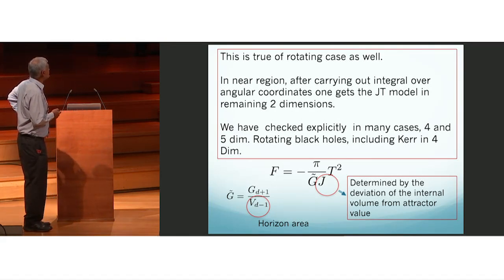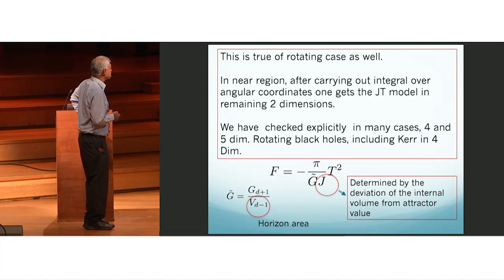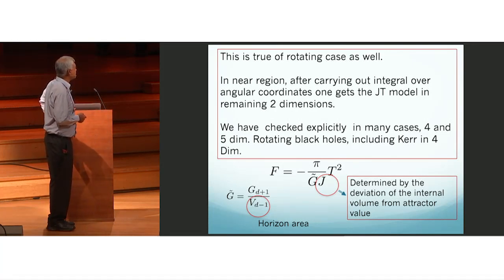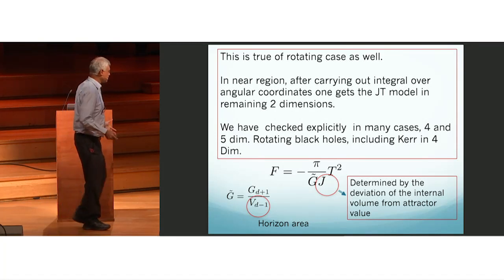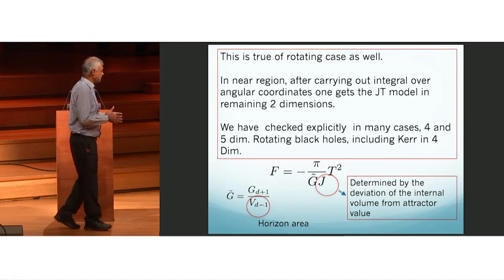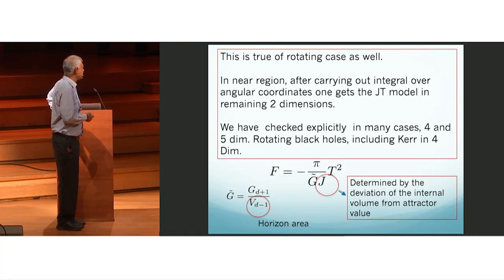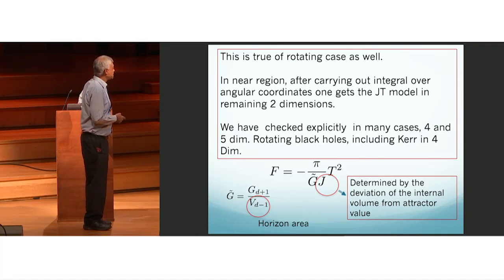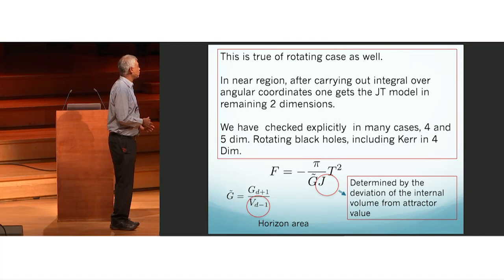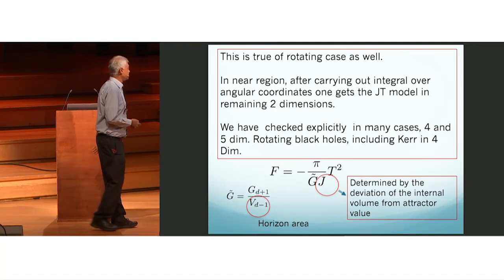And in fact, we have checked very explicitly in many 4 and 5 dimensional rotating cases, including the 4-dimensional Kerr black hole, that you get an agreement in, say, the free energy or the entropy between the JT model and the thermodynamics of these near-extremal black holes. Once you identify the parameters appropriately, the 2-dimensional Newton constant in the JT model is related to the higher-dimensional Newton constant using the volume of the internal space at the horizon. This is the standard way you would do it if you were, for example, doing a Kaluza-Klein compactification. And J is obtained just by looking at the leading deviation of the internal volume from the attractor. And once you do that, you get a perfect agreement with the higher dimensional thermodynamics.